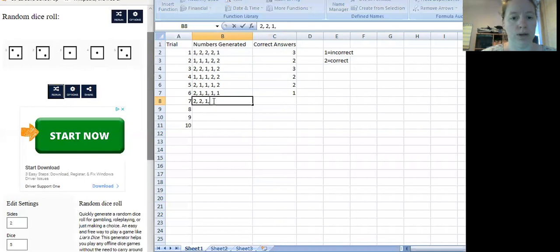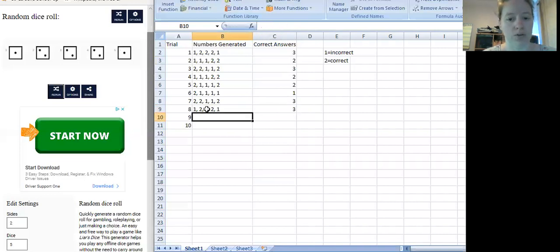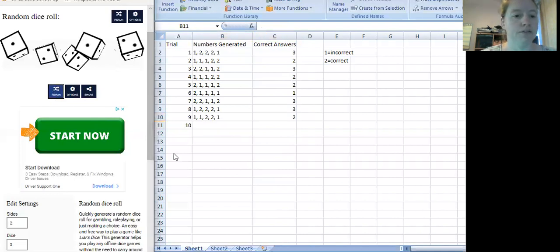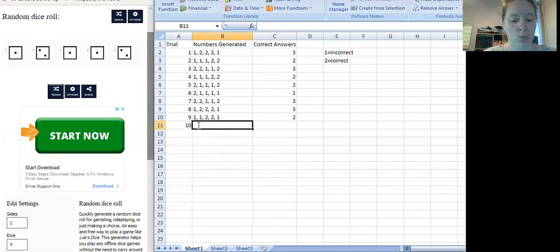2, 2, 1, 1, 2, 3 correct. 1, 2, 2, 2, 1, 3 correct. 1, 1, 2, 2, 1, 2 correct. And finally, 1, 2, 1, 1, 2.